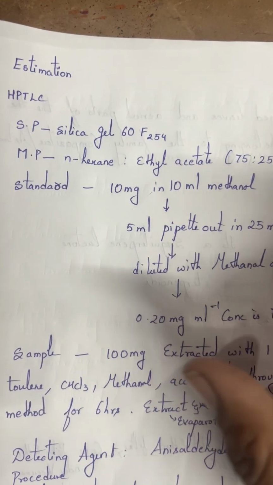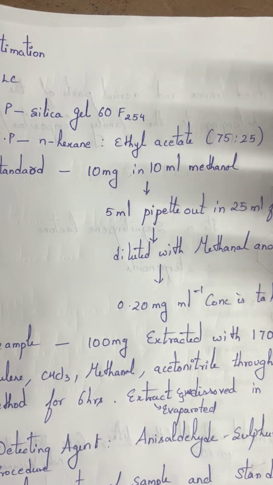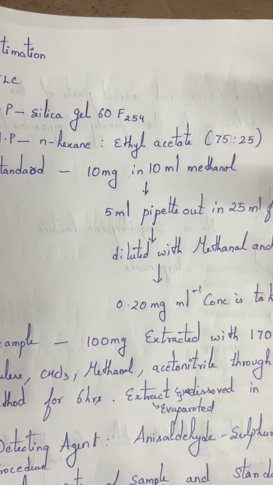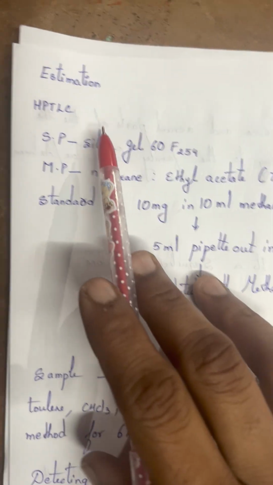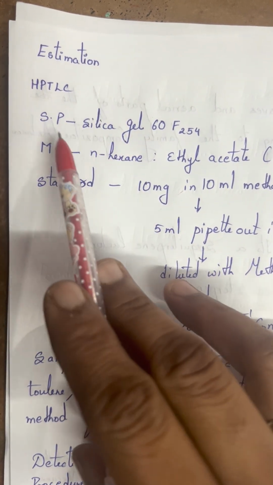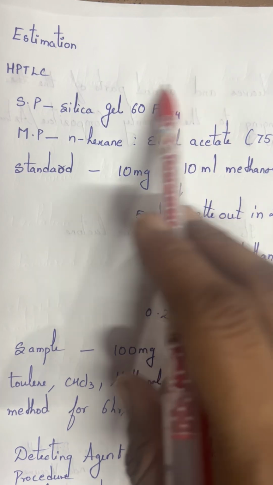How much amount of artemisinin is present in the taken sample, that is how you can estimate it, and also you will know the purity. Okay. So firstly, the HPTLC method is done. Here the stationary phase, silica gel 60 F254, has been taken.